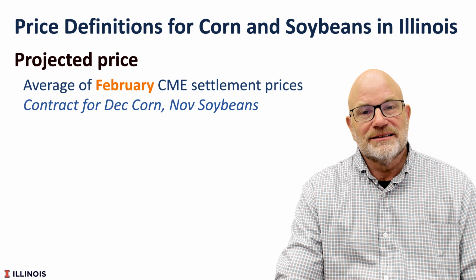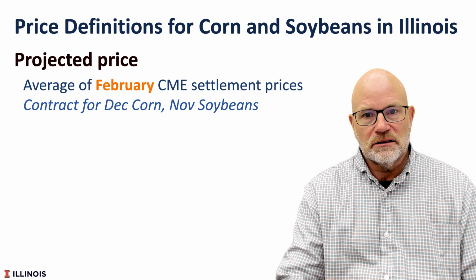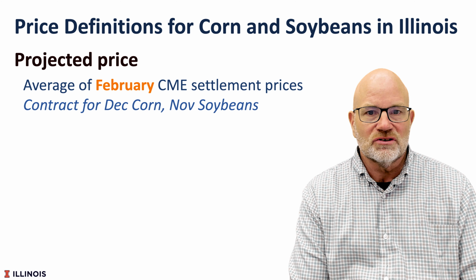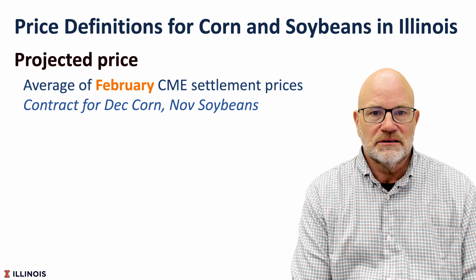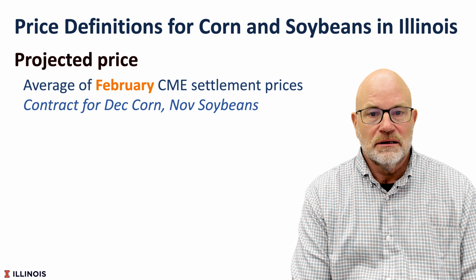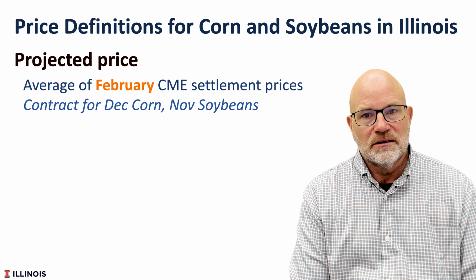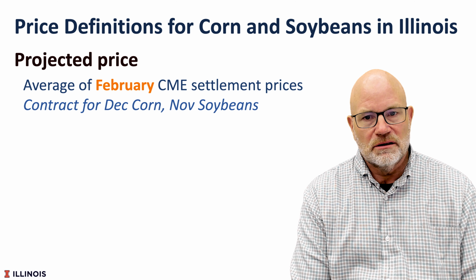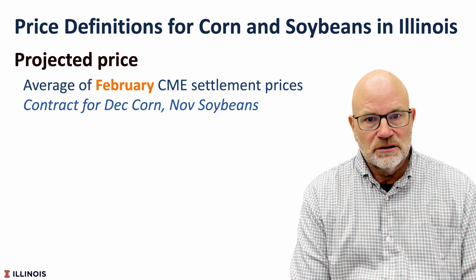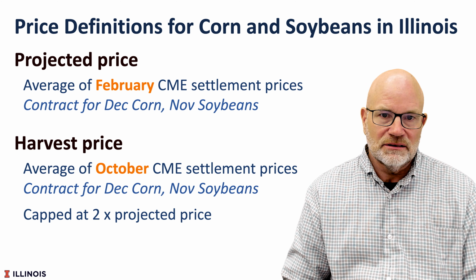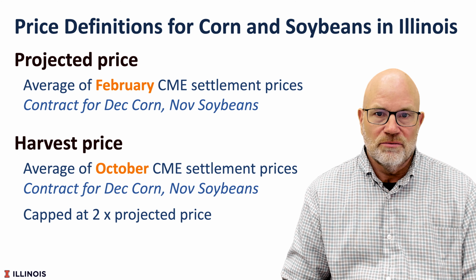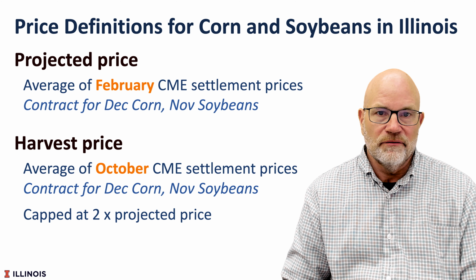Also important is the projected price. The projected price is the average of settlement prices during the month of February, December corn contract, November soybean contract, both on the Chicago Mercantile Exchange. Those are used to set our guarantees. The harvest price, which is based on the same contract but in October, will be used to set our revenue.